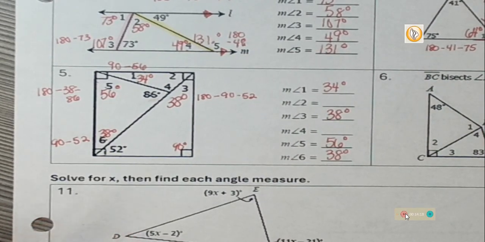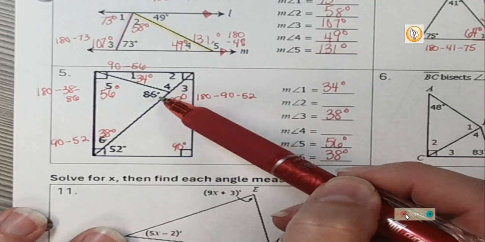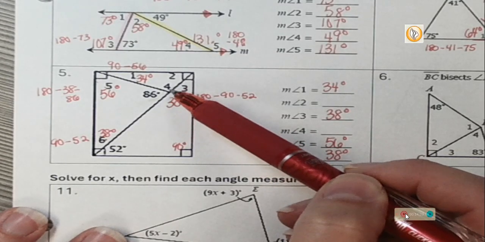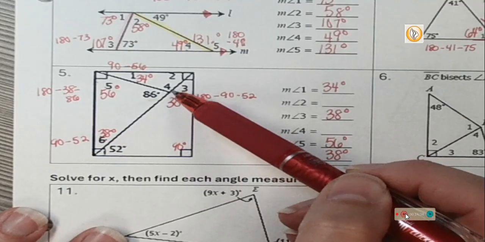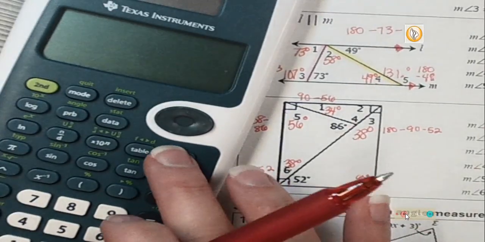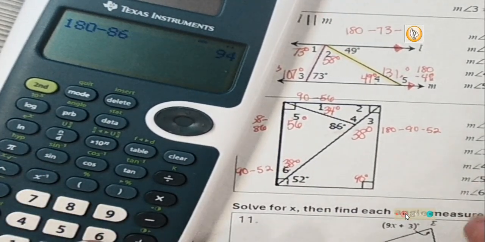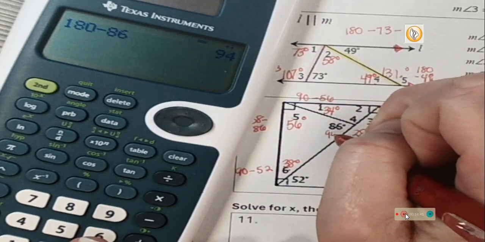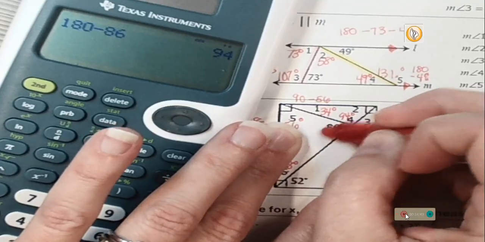All right. All along, you actually had enough information to find angle 4. Angle 4 makes a straight line with, is that 86? Okay. So it makes a straight line with 86, and how many degrees is a straight line? 180. So 180, well, it helps if you turn your calculator on. 180 minus the 86 gives us 94 degrees for angle 4.